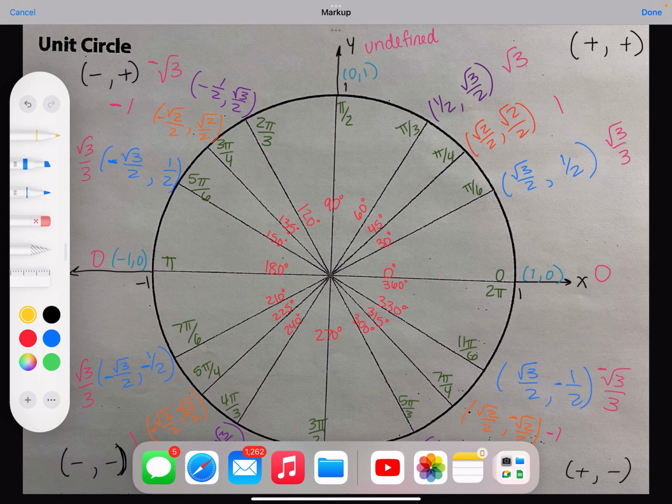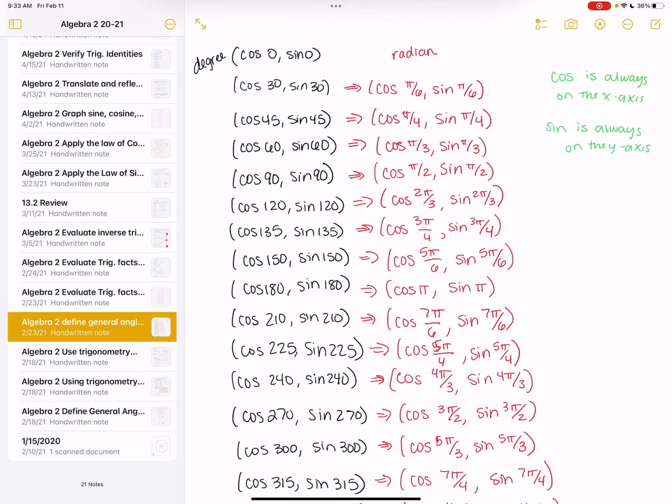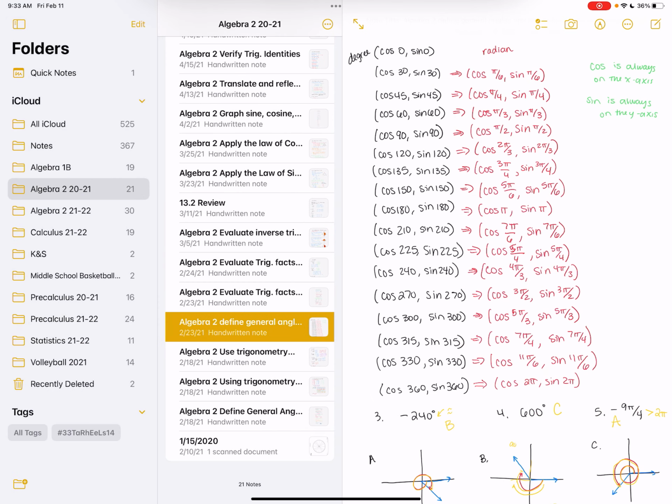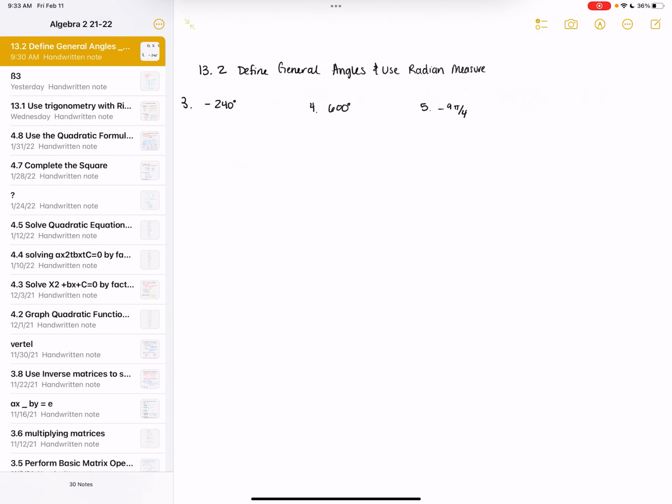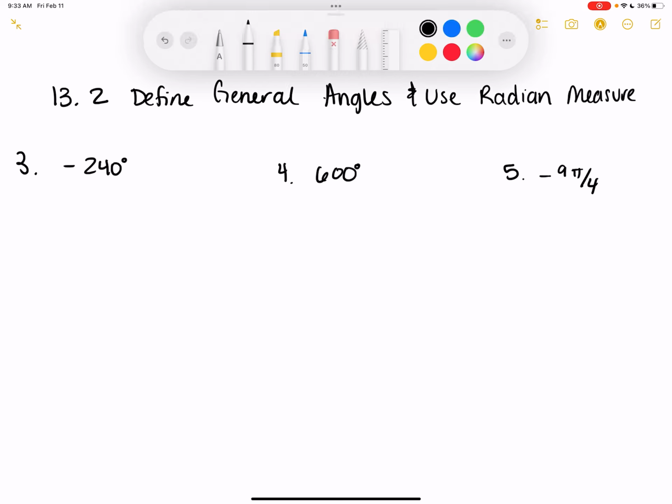So, oh, that's going to open last year's notes. That's not what I wanted it to do. Hello? It decided it's going to have a mind of its own.